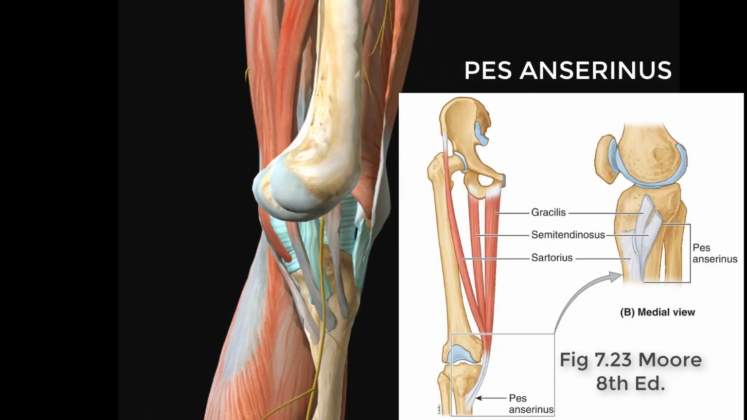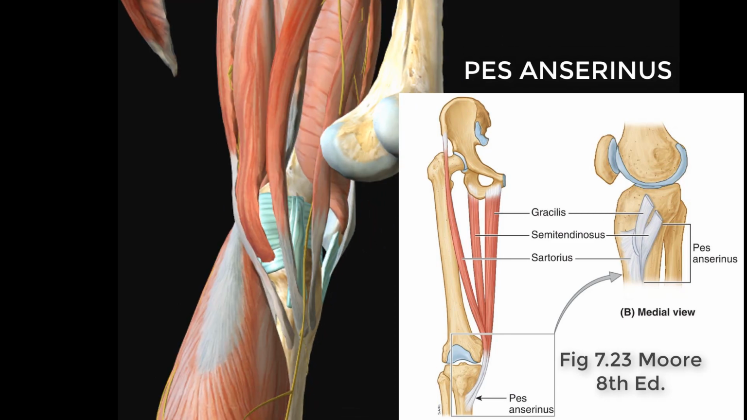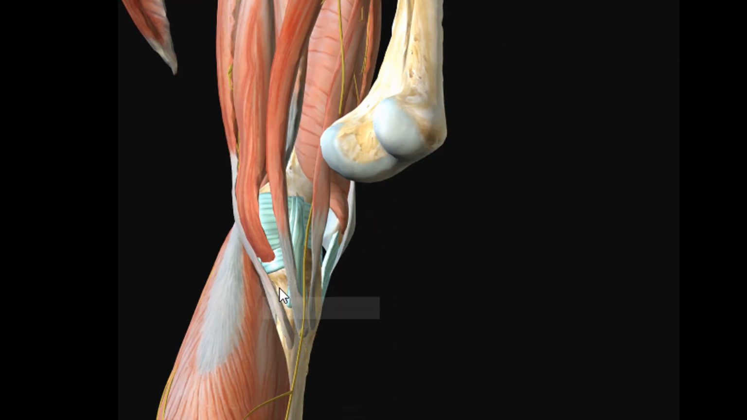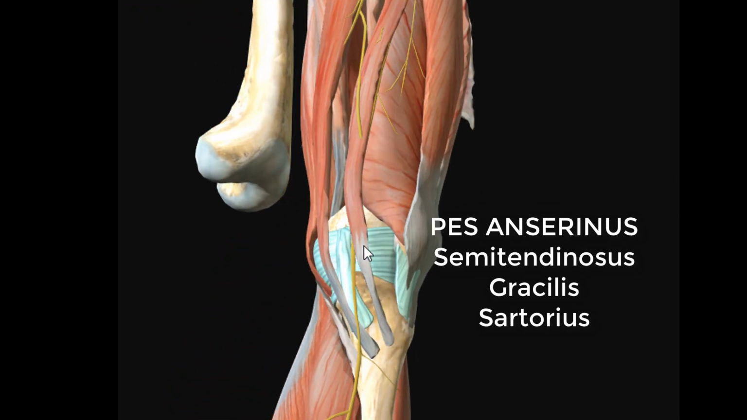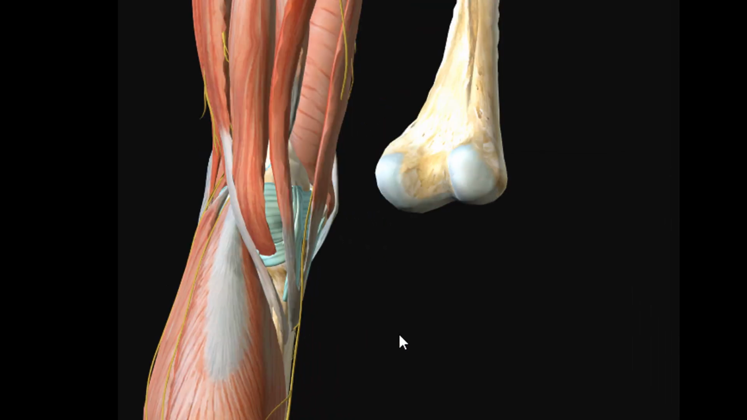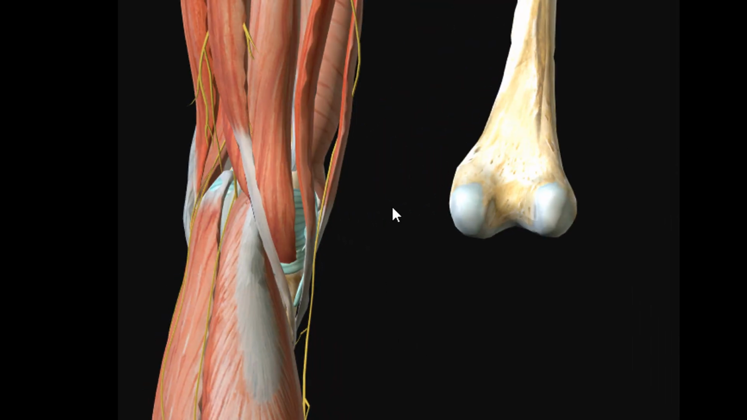That's something that you do need to know. The pes anserine tendons, there's three of them. And they include the semitendinosus, the gracilis, which is part of the adductor or medial group of the thigh, and the sartorius, which is part of the anterior group of the thigh. And those three collectively known as the pes anserine tendons.